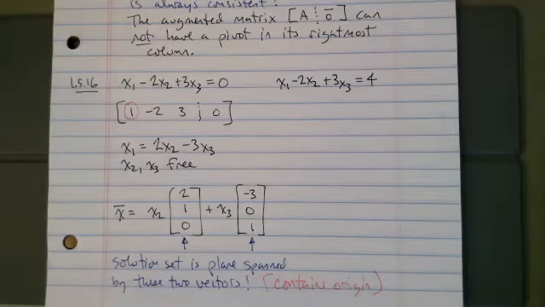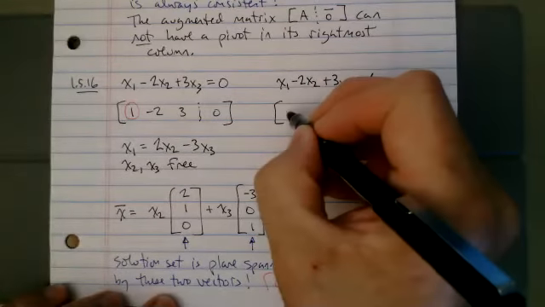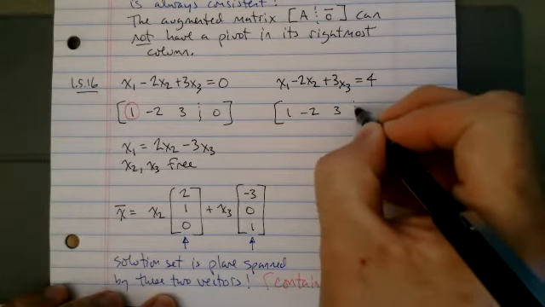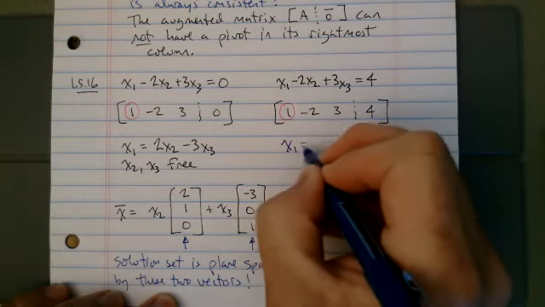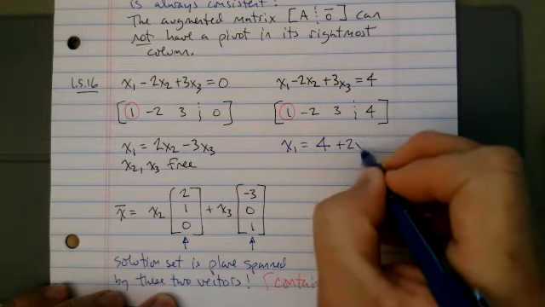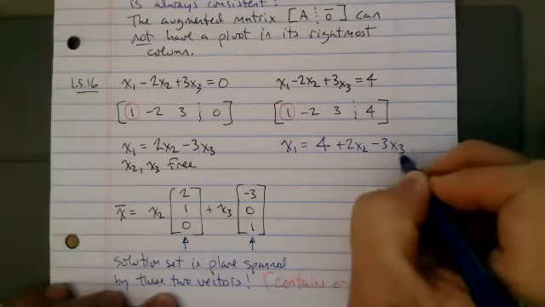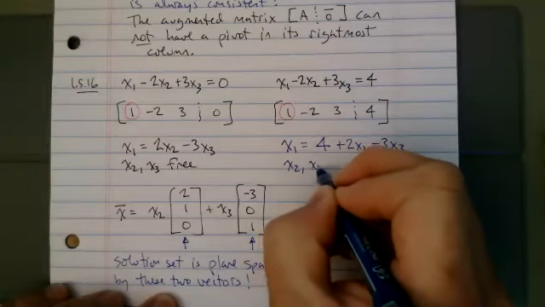Now let's look at the other equation, x1 minus 2x2 plus 3x3, the same relationship between x1, x2, and x3, but now we want it to equal 4. So the augmented matrix will look like 1, -2, 3, and then 4. We still have only a pivot in the first column, but now our general solution has x1 equal 4 plus 2x2 minus 3x3. And x2 and x3 are still free.